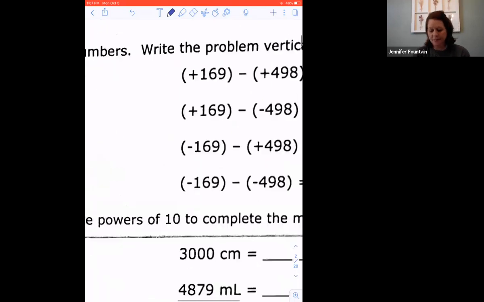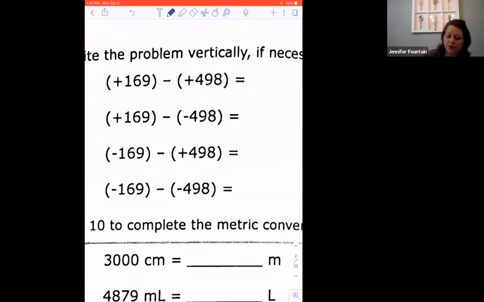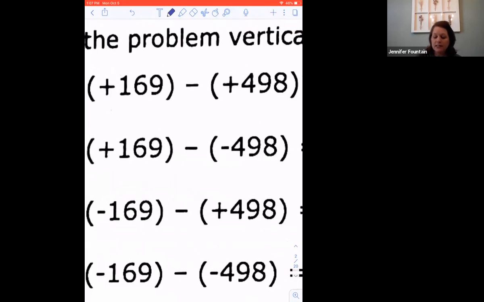Let's look at the next side. Same thing here, except I'm subtracting. Okay, remember that when I'm subtracting, I want to change to addition, but I have to take the opposite sign of whatever follows my change in signs. So here, if I have positive 169 and I want to change this to addition, that means this has to become negative 498. So I change from subtraction to addition, and my positive 498 becomes negative 498.